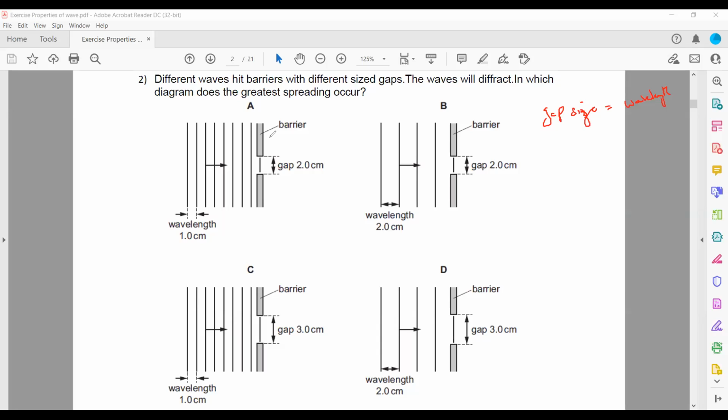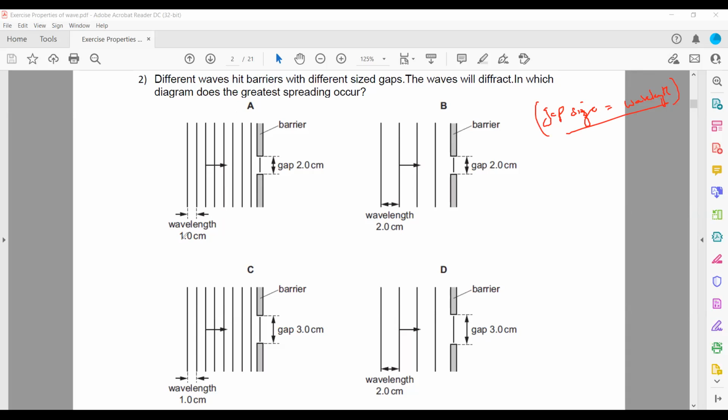So which one will have the different wave hits the barrier? The waves will diffract in which diagram the greatest spreading or diffraction occurs. So greatest spreading or diffraction is there when the wavelength is equal to gap size. So what is the right answer? Maximum diffraction when the wavelength is equal to gap size, or the gap is smaller than the wavelength.